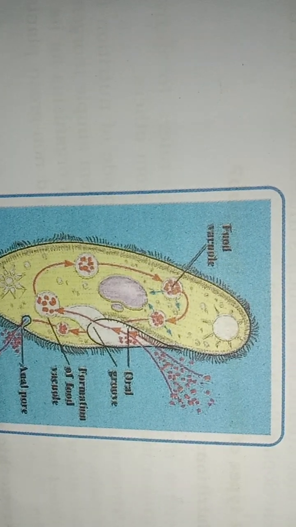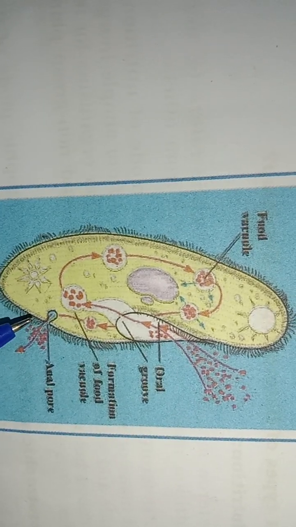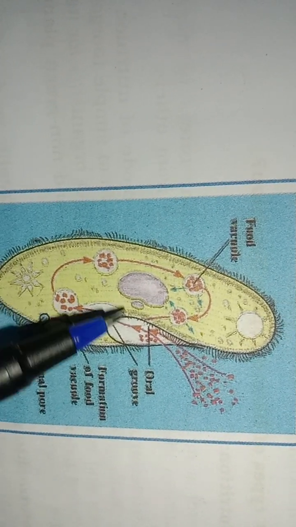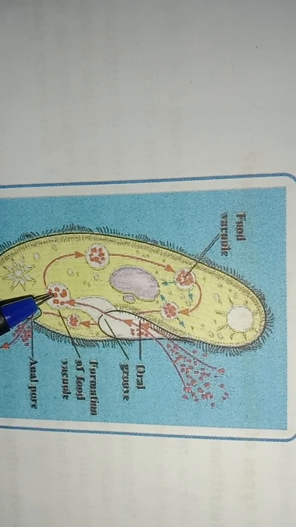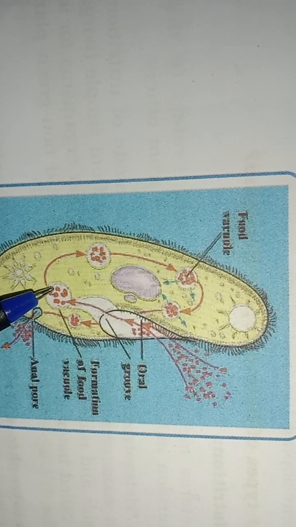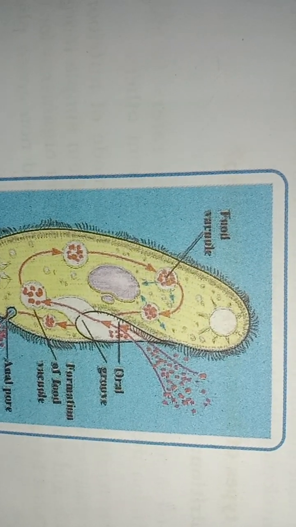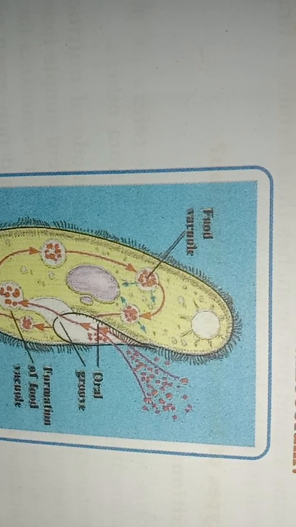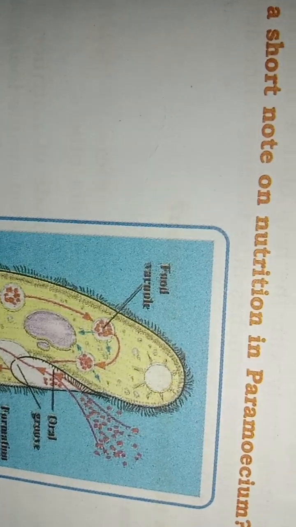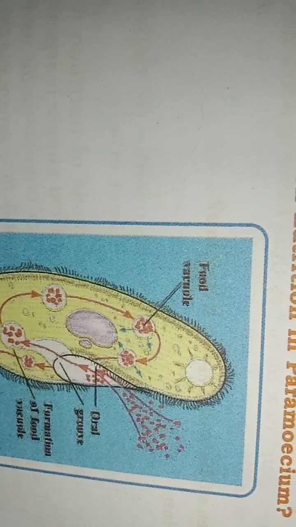Wherever it wants to go, it will move with the help of these cilia. Whenever it sees the food, what will happen? It moves its body near to the food. Where is the food vacuole? This is our food vacuole. Then from this food vacuole, it takes the food. Then it breaks down the complex substances, absorbs the nutrients and sends waste out from the anal pore. So that is nutrition in paramecium.